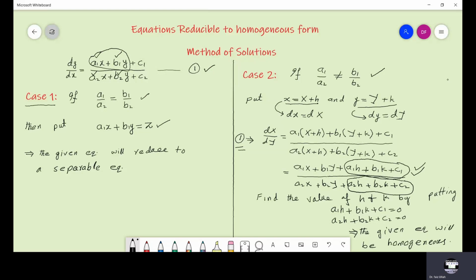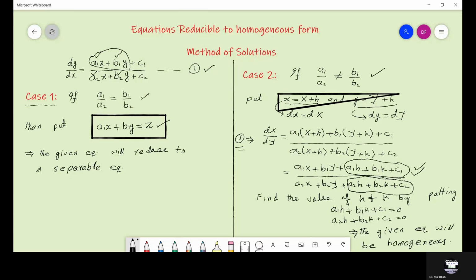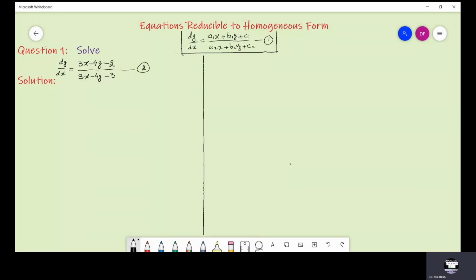And as a result, we will get a homogeneous equation. So for case 1, we have to remember this substitution, and for case number 2, we have to remember these substitutions. Let us solve some questions to explain the method.